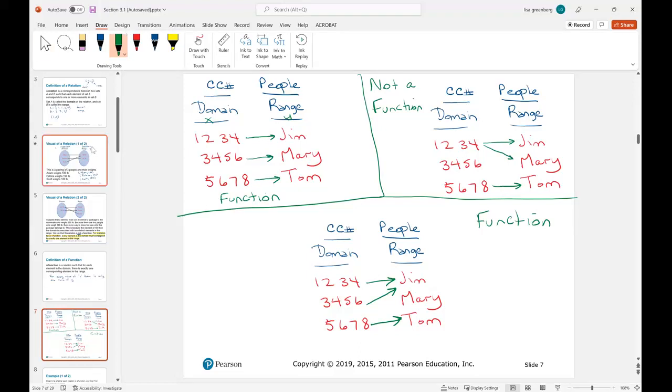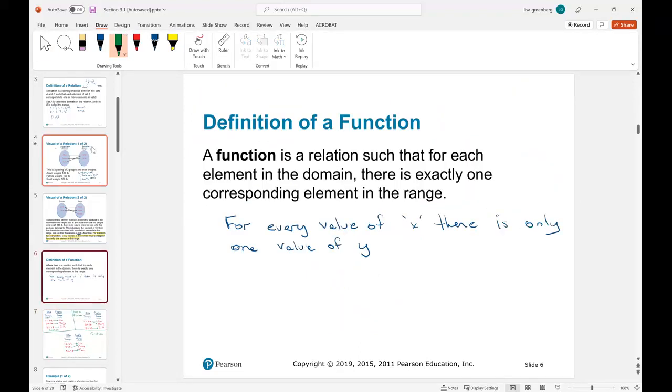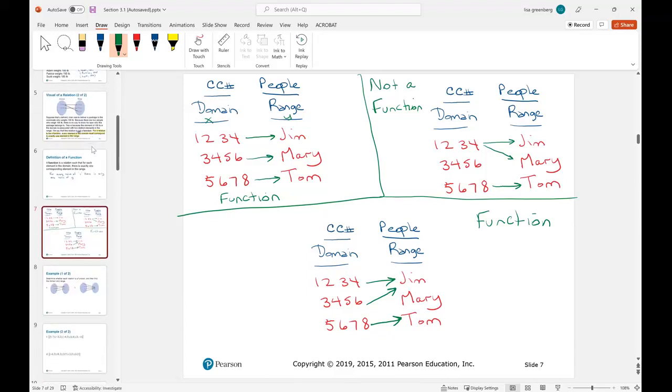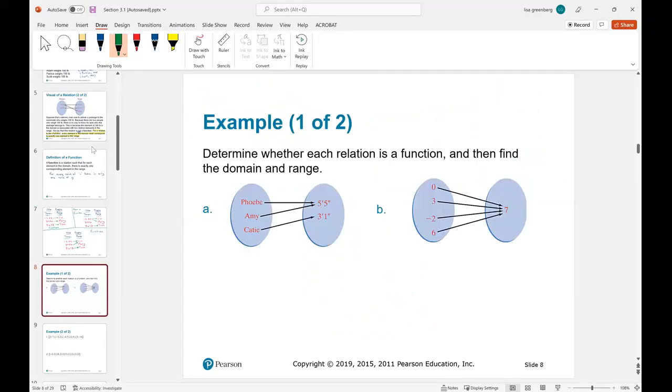So again, for every value of X, there's only one value of Y. And that's what we said. For every value of X, there's only one value of Y. And hopefully this is clear. So let's go to our first example.